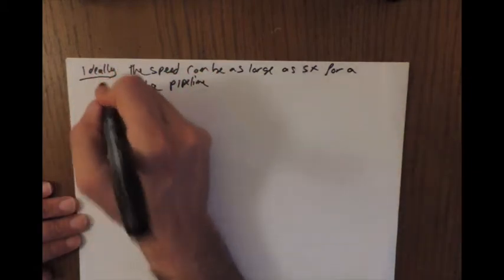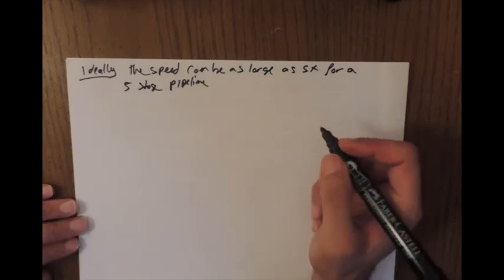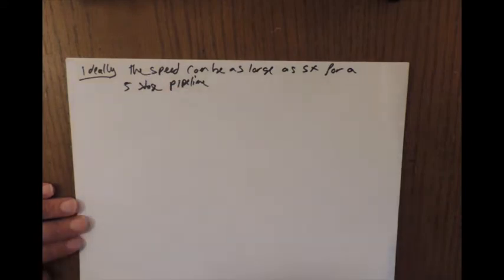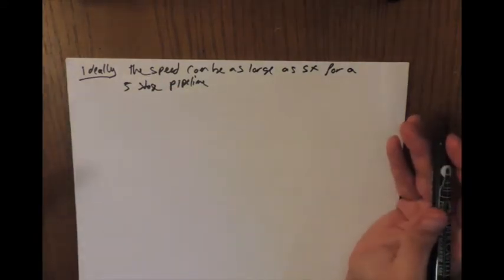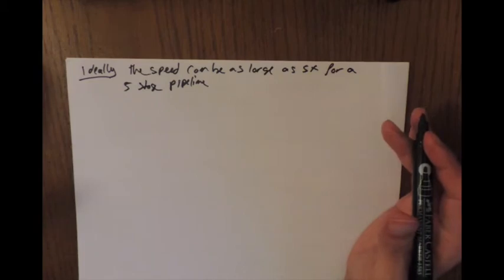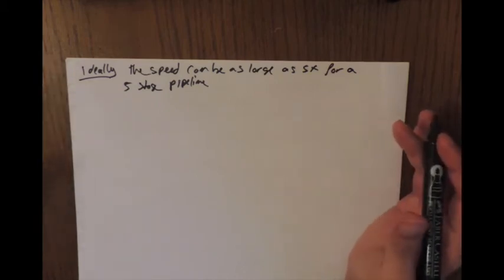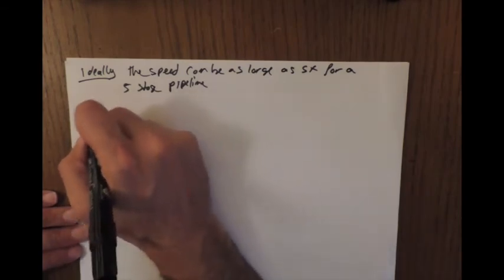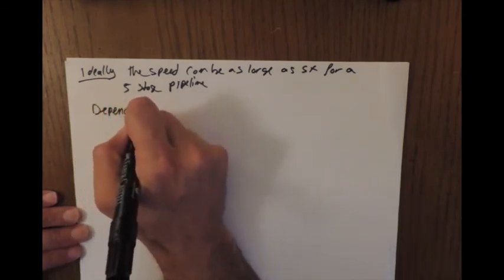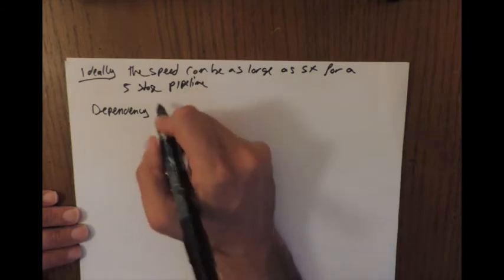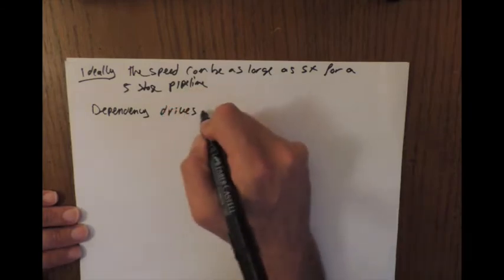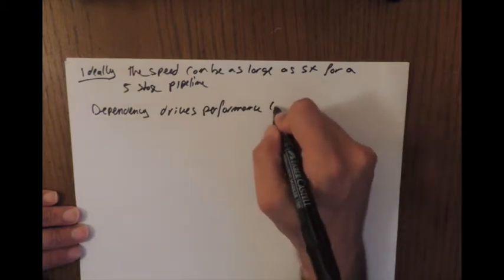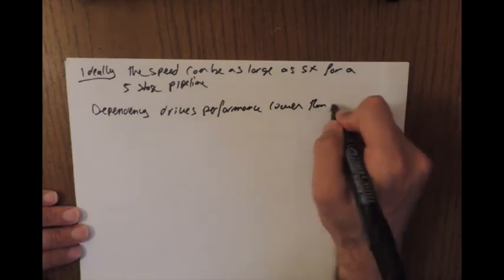However, this is not true, because sometimes we have dependencies. So with the washer dryer example, there are no two loads that depend on each other. What we mean here is that dependency drives performance lower than expected.